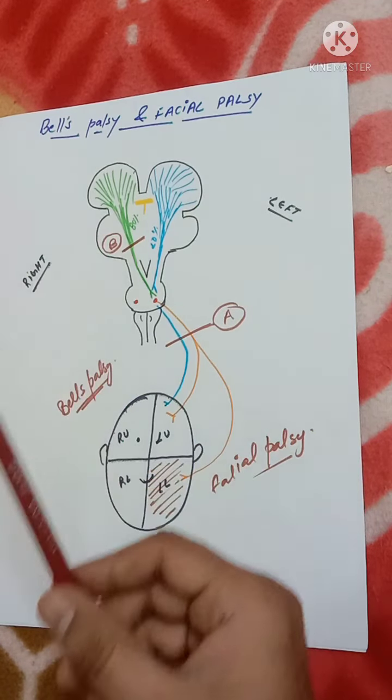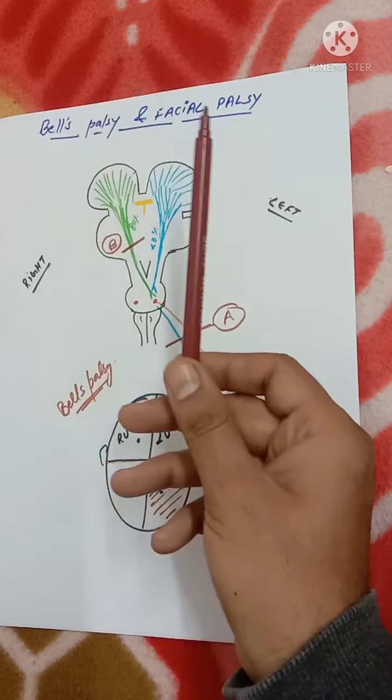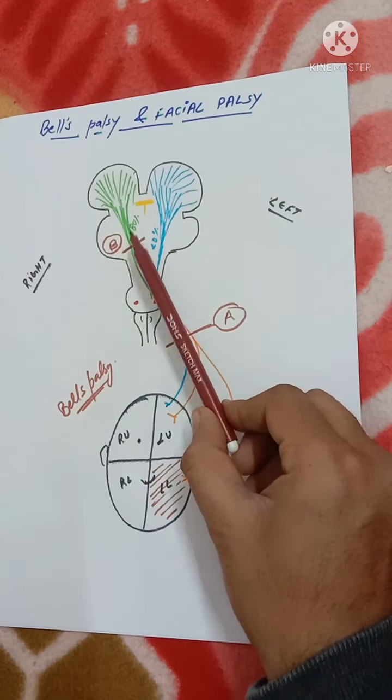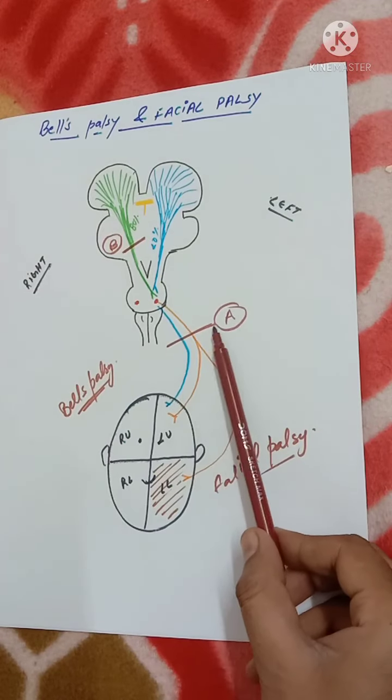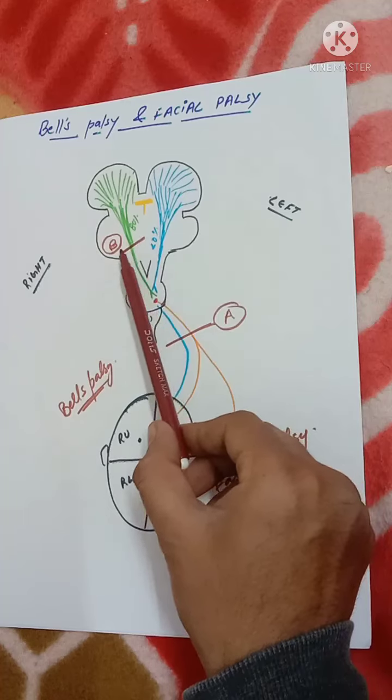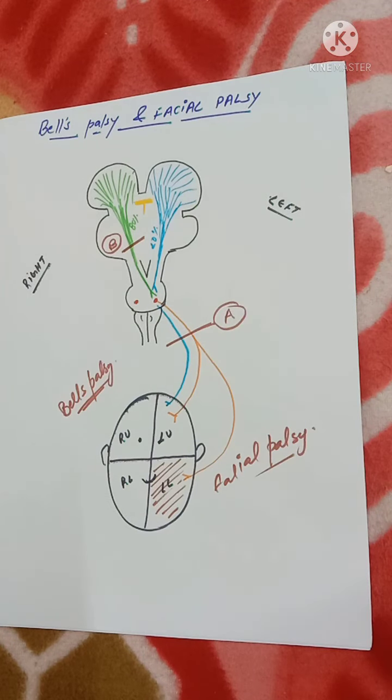This is the main difference between the Bell's palsy and the facial palsy. So facial palsy is the upper motor neuron lesion, whereas Bell's palsy is the lower motor neuron lesion. In this, the complete facial nerve is injured, and in this only and only upper motor neurons are injured. So thank you.